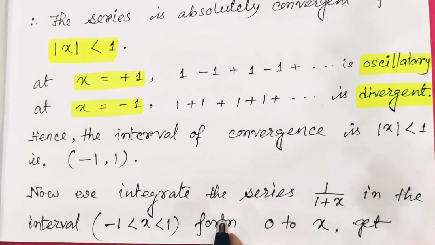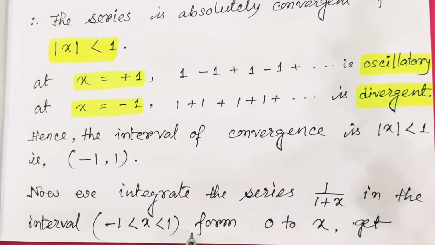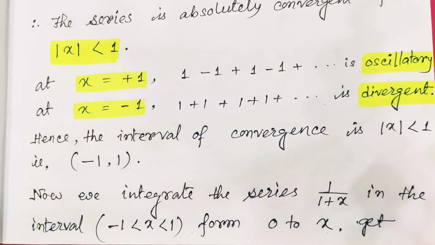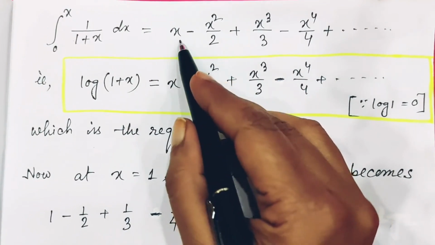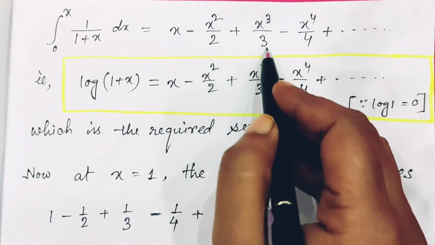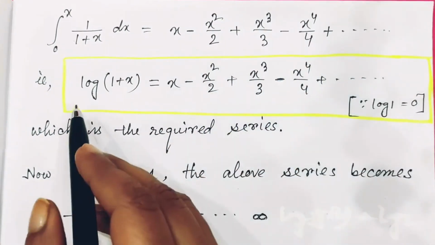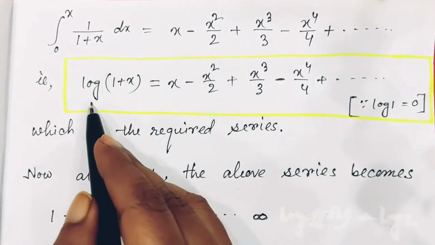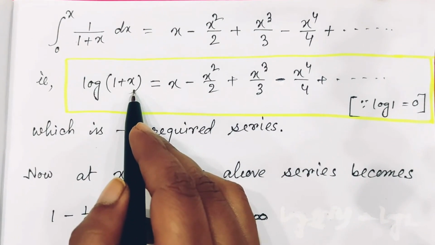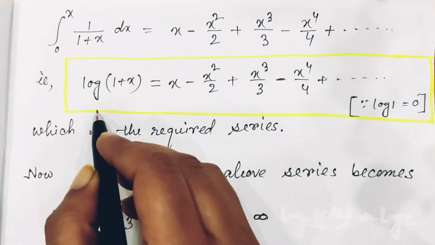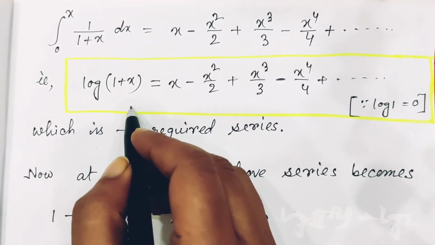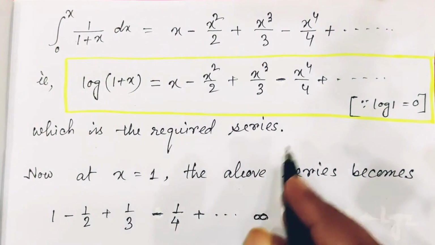So now we integrate this series in the open interval minus 1 to plus 1, where x ranges from 0 to x. And after this integration, we will get x minus x square by 2 plus x cube by 3 minus x to the power 4 by 4. So this integration is definitely log of 1 plus x, minus log of 1 plus 0. Instead of x we substitute 0, so log of 1, and log of 1 always is 0.